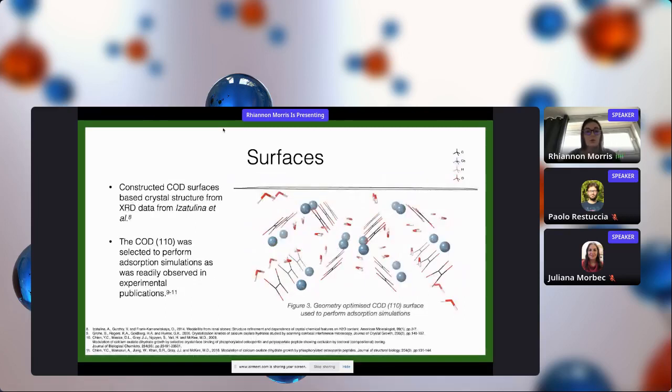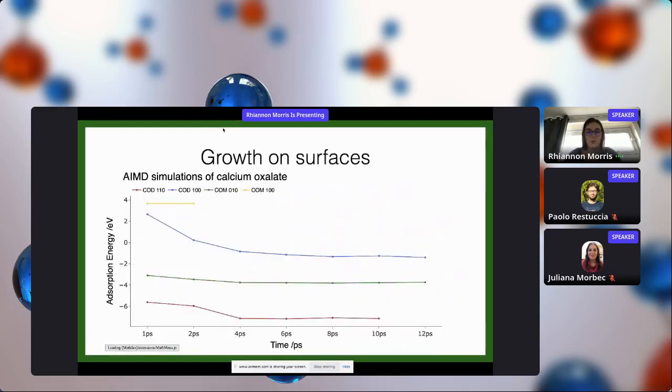For the calcium oxalate dihydrate surfaces, I built these from crystal structure data that also came from a kidney stone, and I built the COD 110 surface to perform simulations. Again, it was readily observed in experimental publications. After I built the surfaces, I adsorbed calcium oxalate onto the surfaces to see if the surfaces were susceptible to growth. And they were.